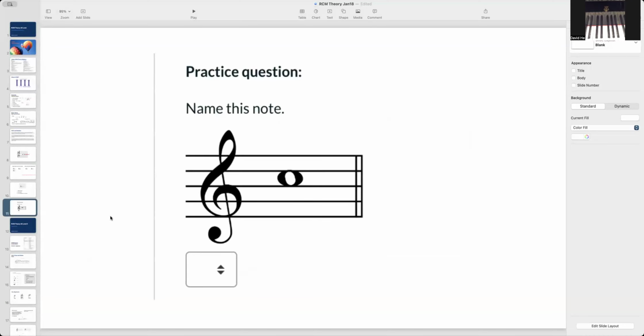Okay, quick question, since you have already done this one before. Just name this note very quickly. Yeah. Very good. Very good. Nice.